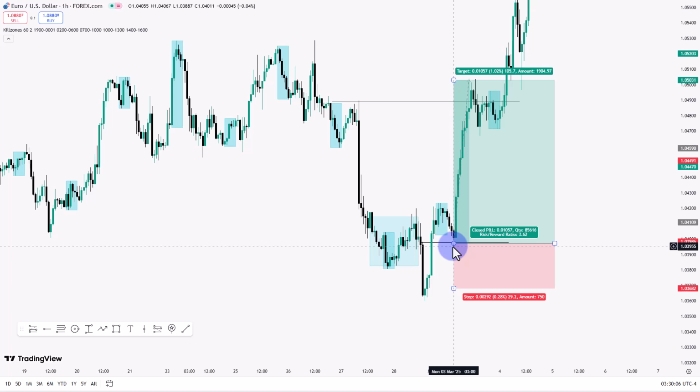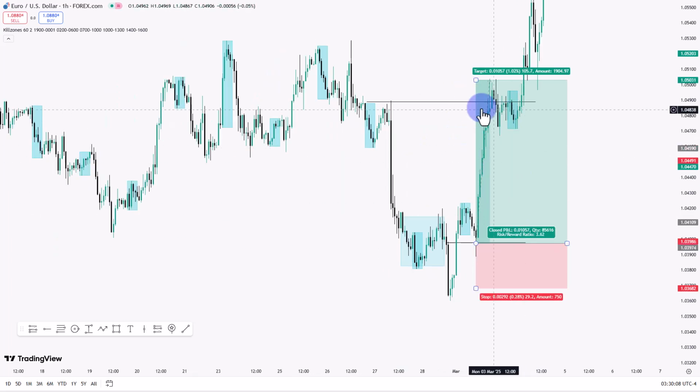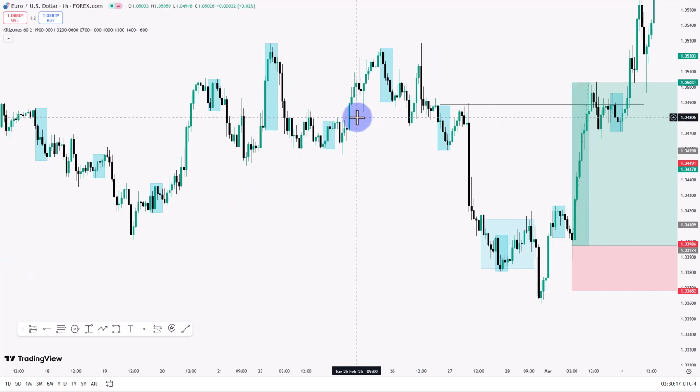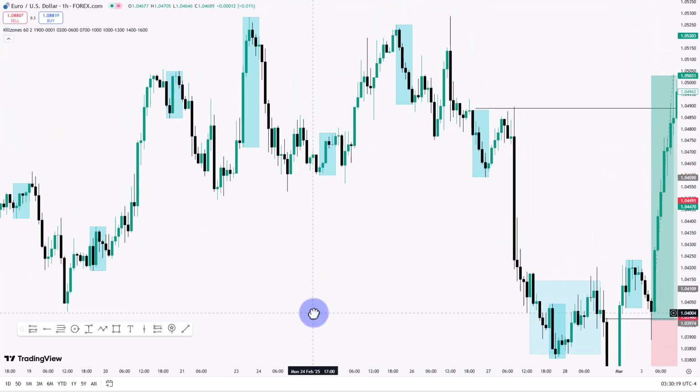You see that 3 a.m. New York Standard Time is London. Price delivered into the draw on liquidity. Okay, price delivered into the draw on liquidity. Here is another one. Power of 3 concept.